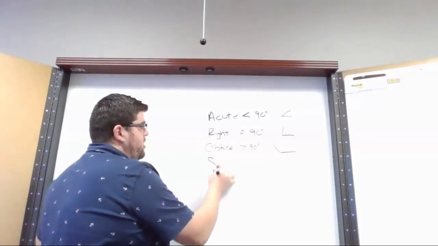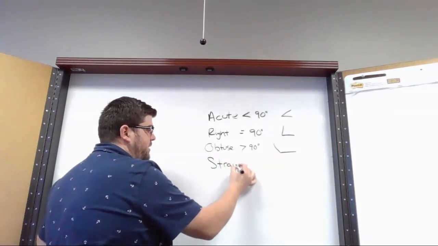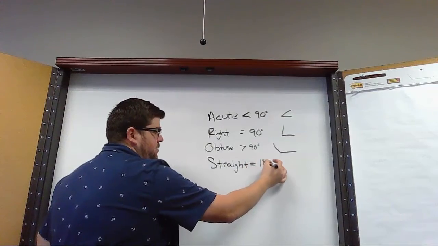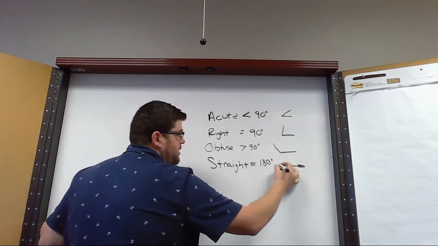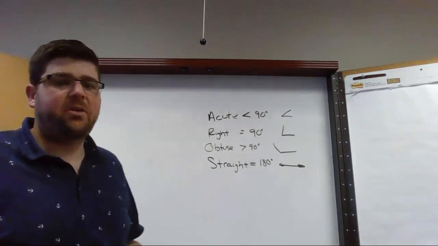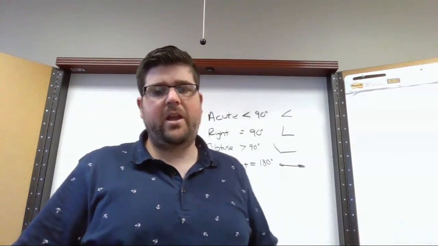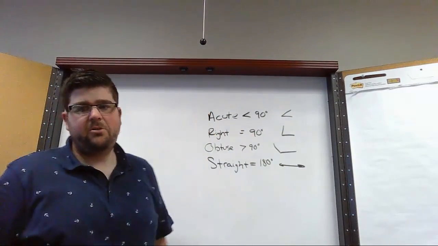And then you also should know straight angles. Straight angles are exactly 180 degrees. And a straight angle is a type of obtuse angle. If you have an obtuse angle that's 180 degrees, it's a straight angle. So those are some measurements for you to know today.